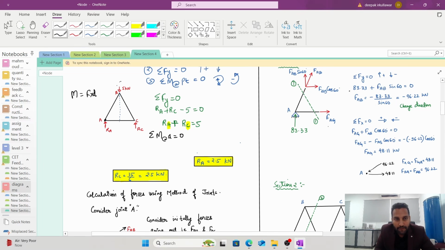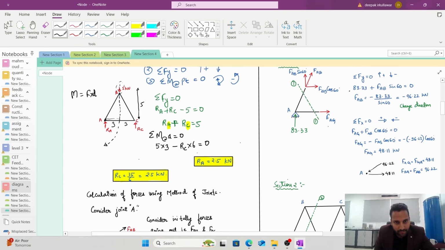Then what is left out? The 5 kilonewton force. The 5 kilonewton force is at a distance of 3. This was 3, and the vertical height was 5, and this was 3. So if you see the line of action of 5 kilonewton, it is at a distance of 3 from A and it is generating a clockwise moment. So I will write 5 times 3, since it is clockwise I will take it as positive. Then I have Rc, which is at a distance of 6 meter and it is anti-clockwise. So what I can write here is minus Rc times 6 equals 0.